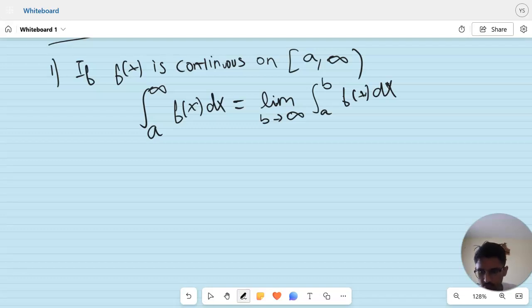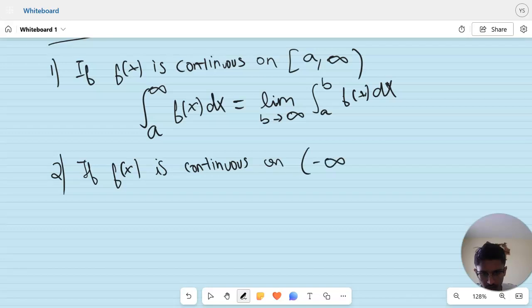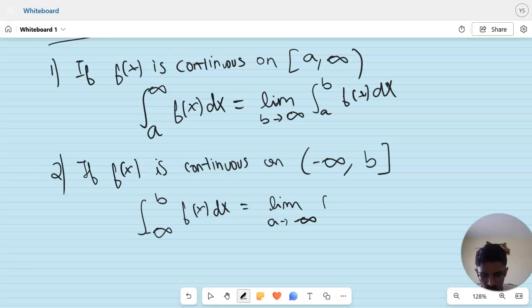So the next case is if f of x is continuous on negative infinity to b. It's from negative infinity, open interval, to b, closed interval. Then the integral from negative infinity to b of f of x dx is going to be equal to the limit as a goes to negative infinity of the integral from a to b of f of x dx.